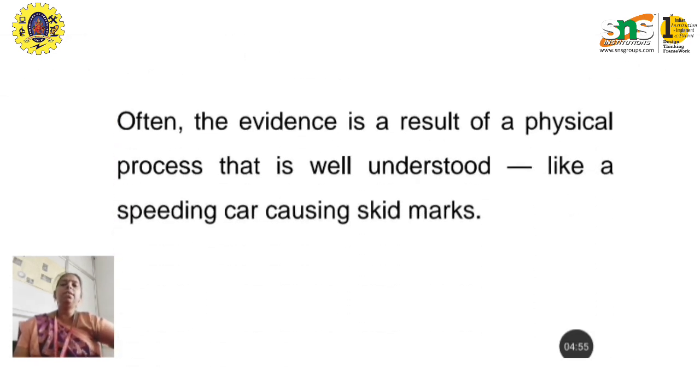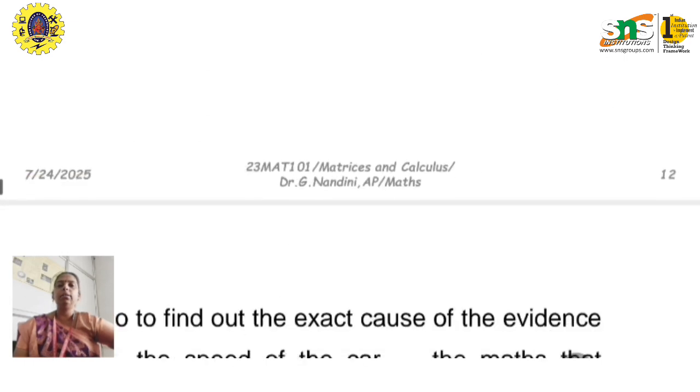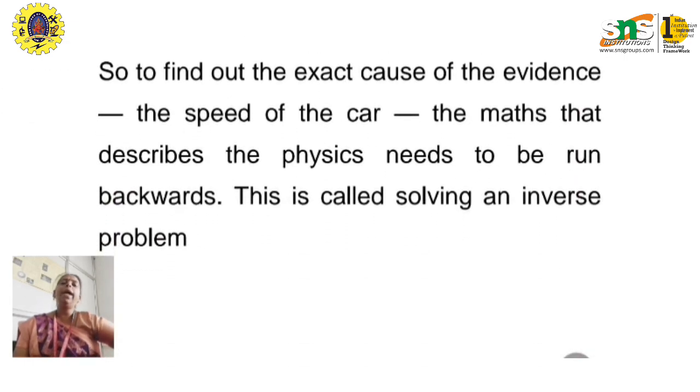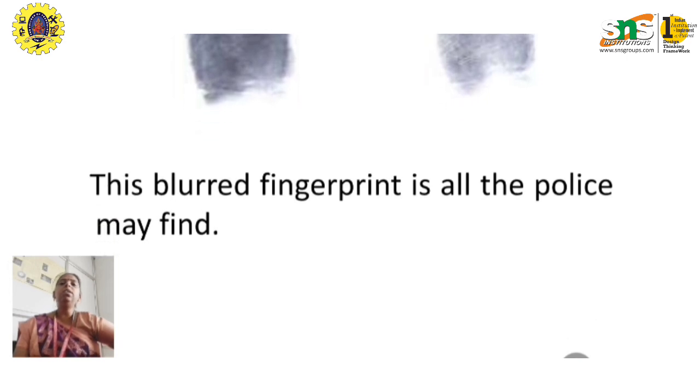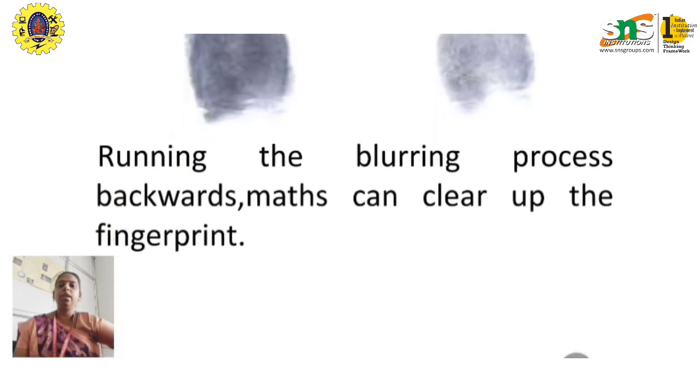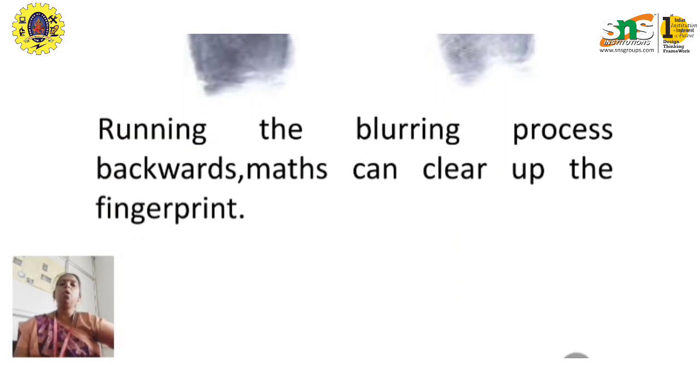Often, the evidence is the result of a physical process that is well understood, like a speeding car causing a slight mark. So to find out the exact cause of the evidence, the speed of the car, the math that describes the physics needs to be run backward. This is called solving an inverse problem. So this blurred fingerprint is all the police may find. Running the blurring process backward, math can clear up the fingerprint.